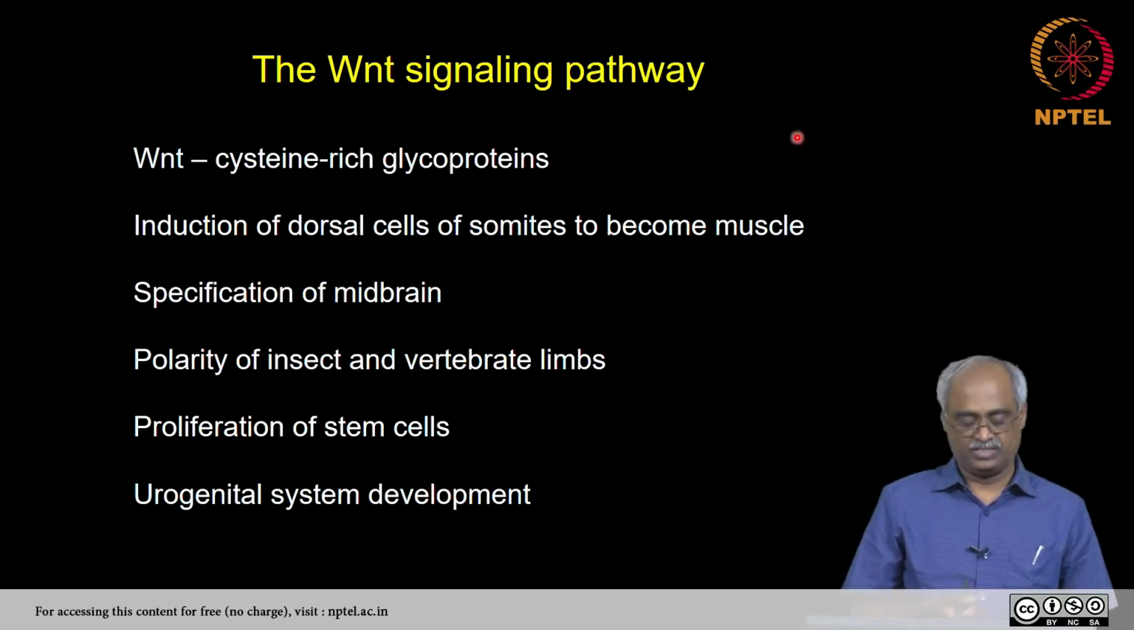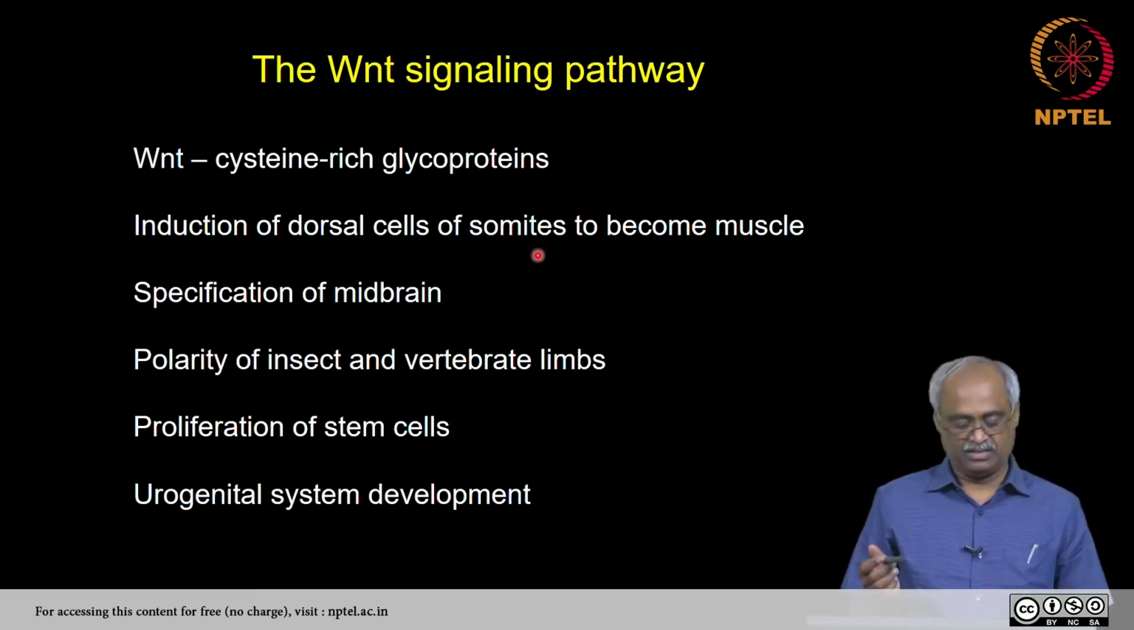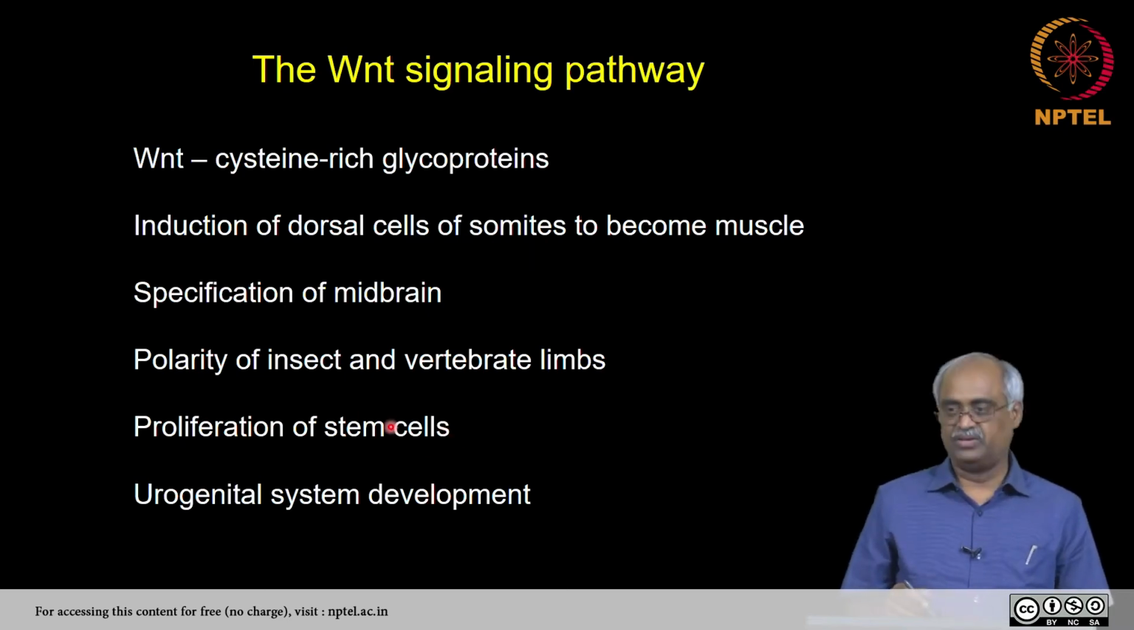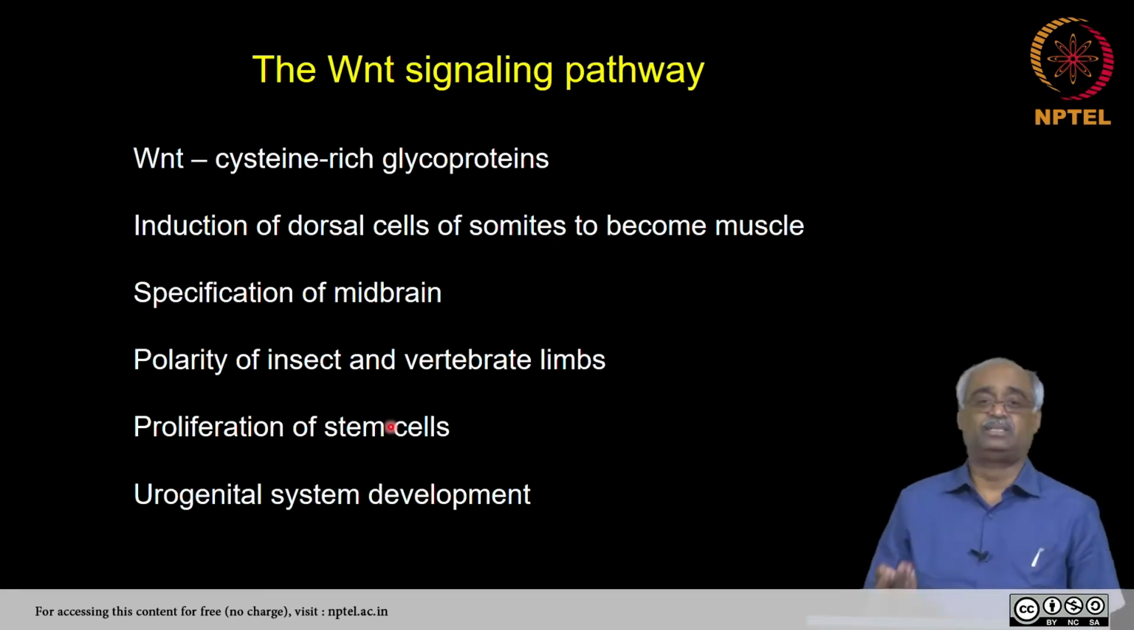of Wnt, and it is required for specification of the midbrain, and again limb development. So this is again involved in limb development like the other ones, like JAK-STAT we saw. Then proliferation of stem cells in certain contexts, and more dramatically for the urogenital system. It is also required for female sex determination.